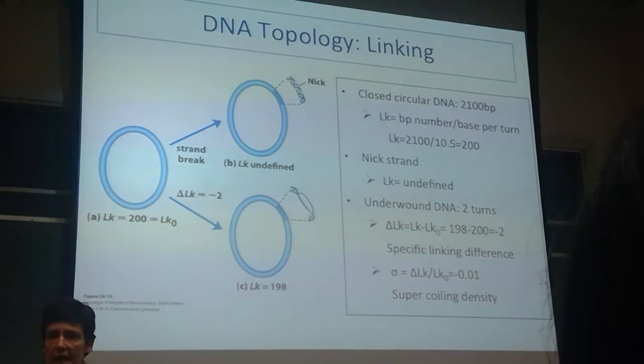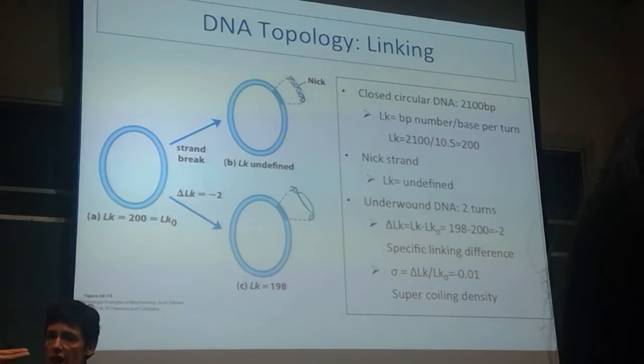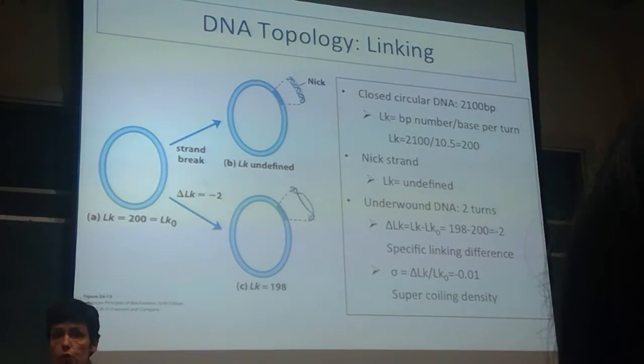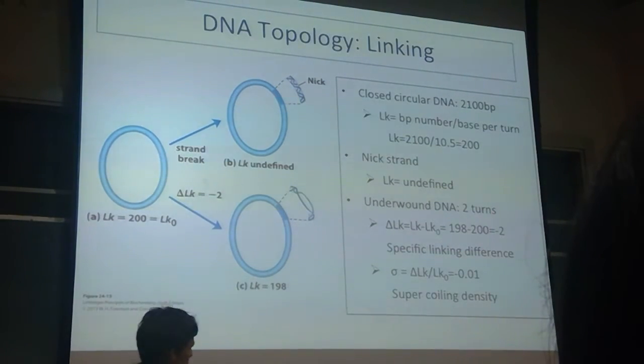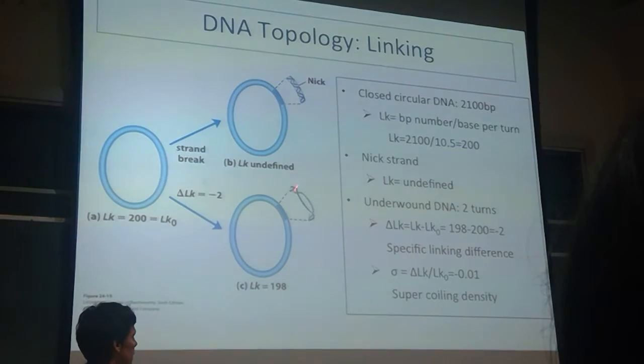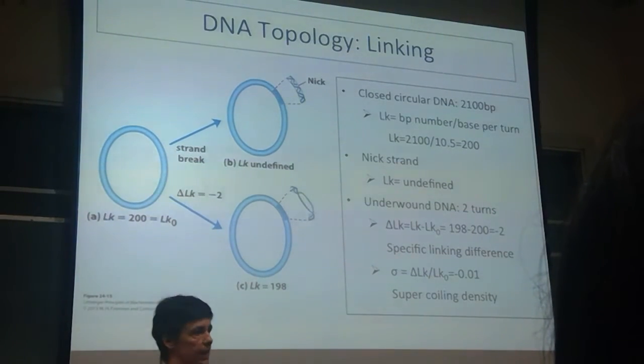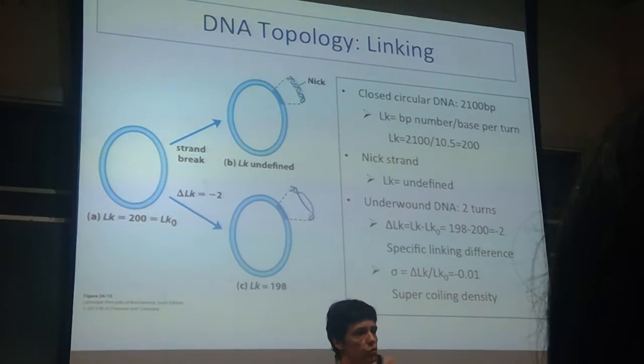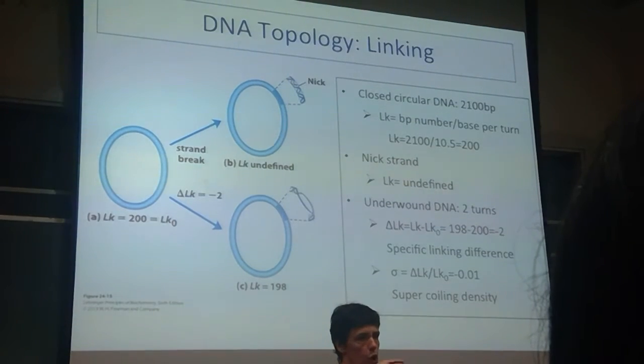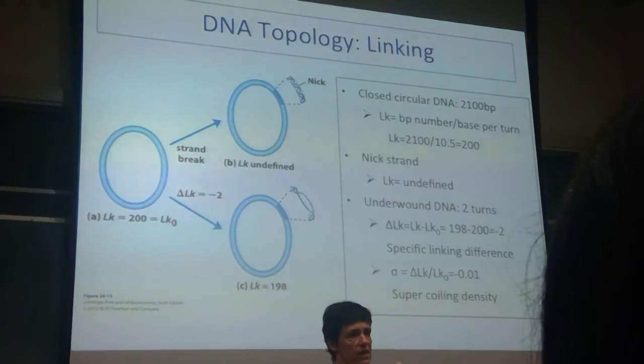If you do the elastic stuff, you will see it. When you cut, you don't know how these things are going to unravel. One strand is going to relax and detach from it. So if you open up a hole and underwind the DNA by 2 turns, that means you do a negative opening, so you underwind it instead of overwinding it.